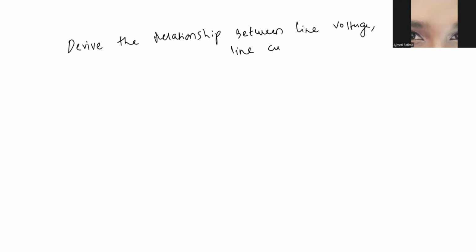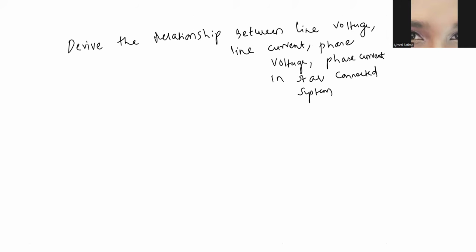Hello everyone. Today we are going to derive the relationship between line voltage, line current, phase voltage, phase current in a star connected system. Let me quickly draw the figure.